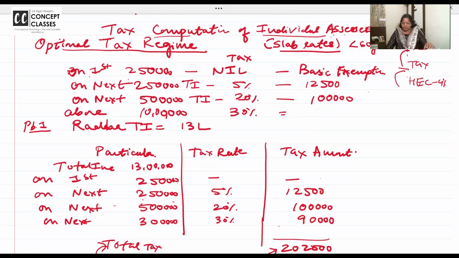On the next 250, it is 5%. It is called 12,500. Next 2,50,000 pay 5%. On the next 5 lakh to 10 lakh, it is 20%. So 1 lakh. Above 10 lakhs, it's 30%.